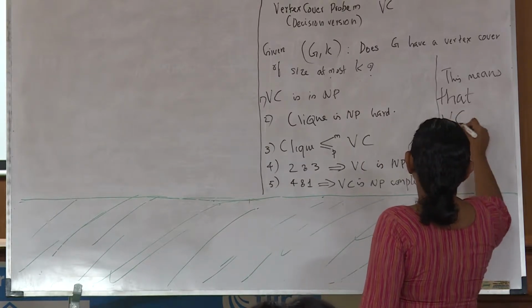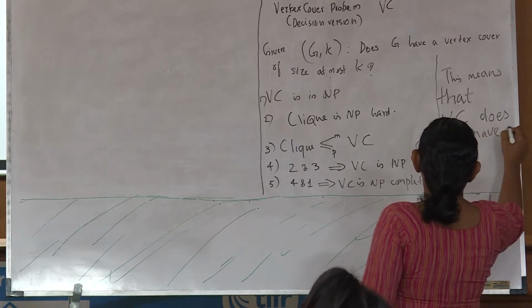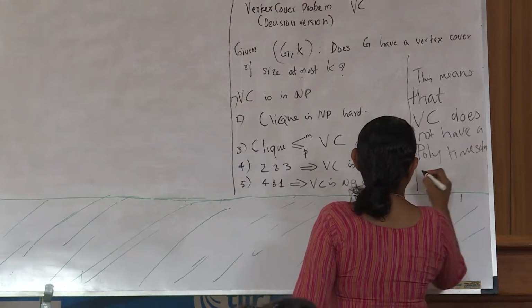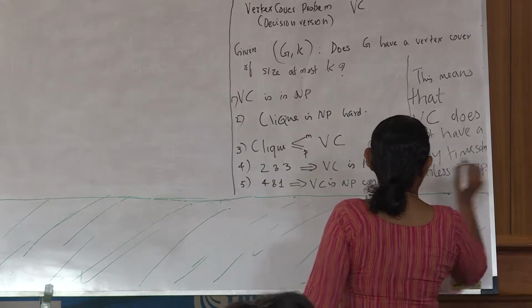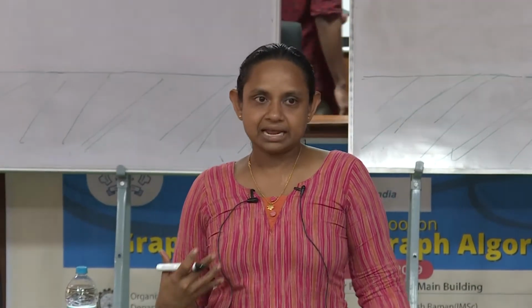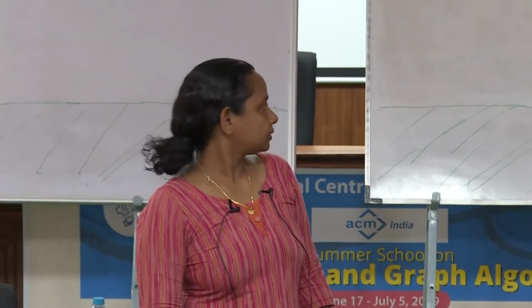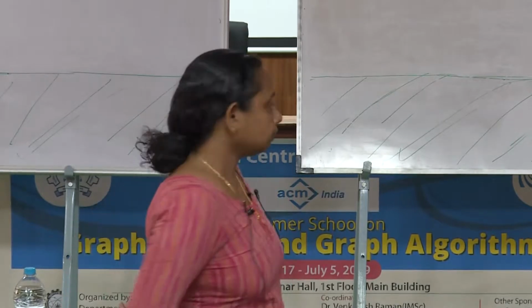Vertex cover does not have a polynomial time solution unless P is equal to NP. After some time, I may stop saying that unless P is equal to NP, because that is what we believe, okay? But you should always think that the assumption is there, right? Vertex cover problem has no polynomial time solution unless P is equal to NP, correct?